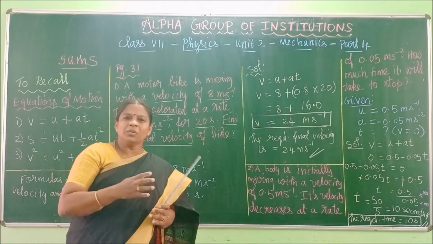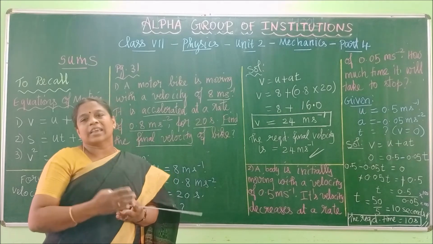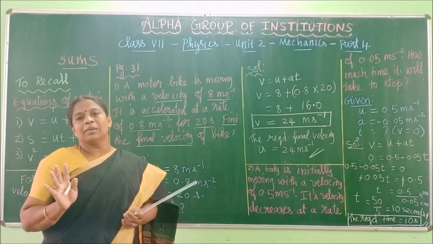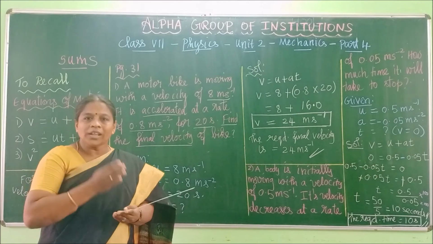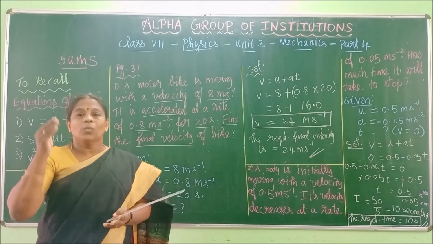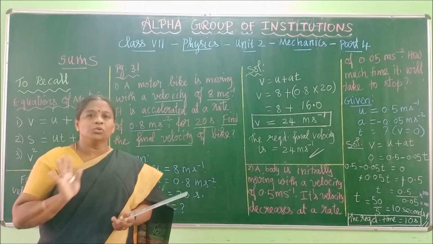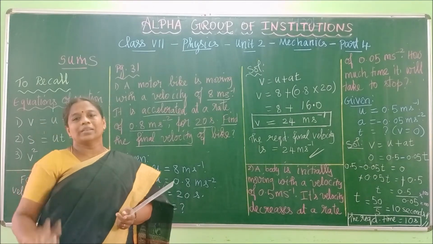Right? So in the beginning you can ask why it is the first equation, why not the second and third. This is your key idea: which is easier to substitute and find out. What is available, what is asked, and where which formula will best suit to do the sum. So these are the questions you need to answer.